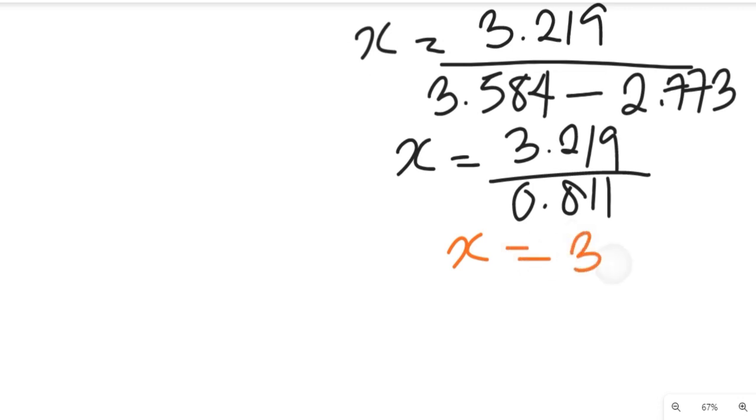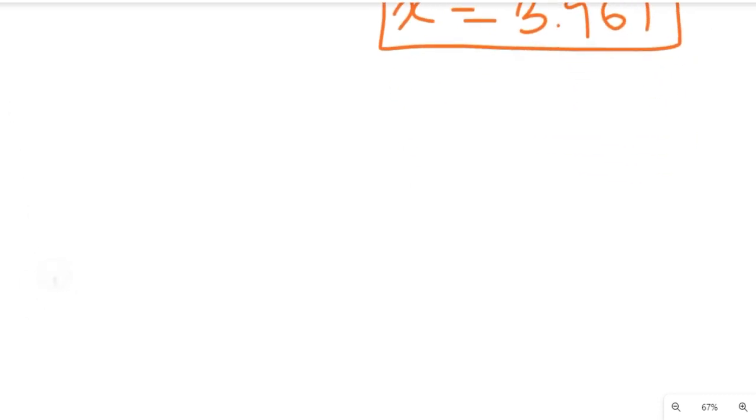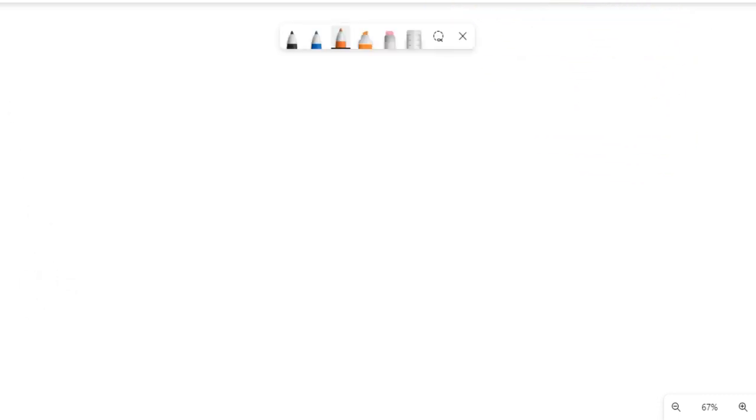So if we simplify that, we'll simply have our x equal to the final value, 3.969. This is a solution to that question above. Now remember I told you I have two methods in solving this question, and the two methods are going to give us the same solution. Now let's analyze the second method.